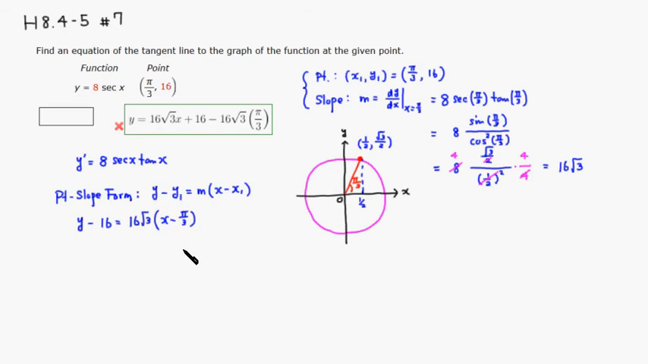If you multiply out, you're going to get 16 square root of 3 x, then you have a minus 16 pi over 3 square root of 3. Then we can add 16 to both sides. We get y is equal to 16 square root of 3 x minus 16 pi over 3 square root of 3 plus 16. Let's see if we got that correctly. So you have that, and it is 16 minus 16 pi over 3 square root of 3. So we got that. This is the equation of the tangent line. That's it. I hope that this was clear.